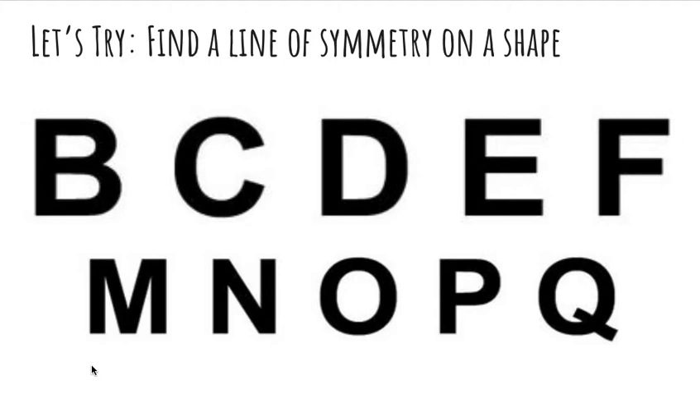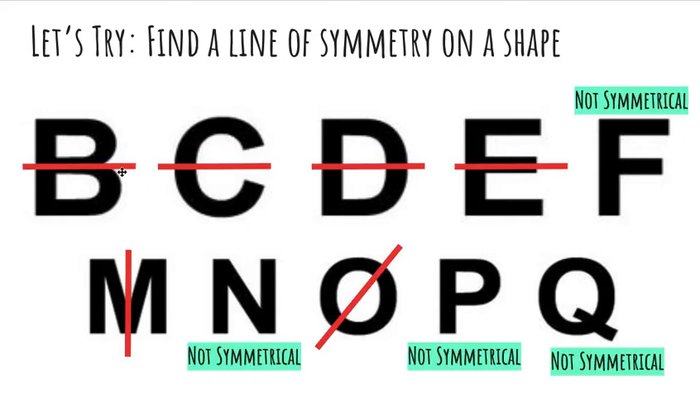All right, now let's check our work. I drew a line of symmetry on each one of these shapes that we could find, but some of them we couldn't find lines of symmetry, so they're not symmetrical.